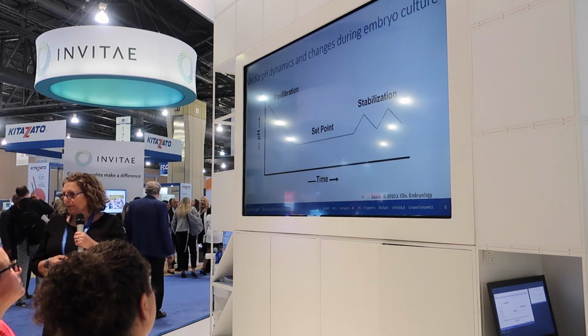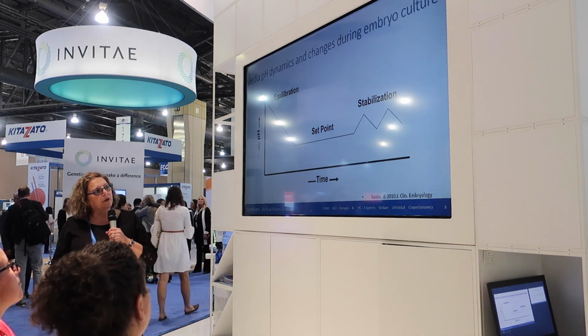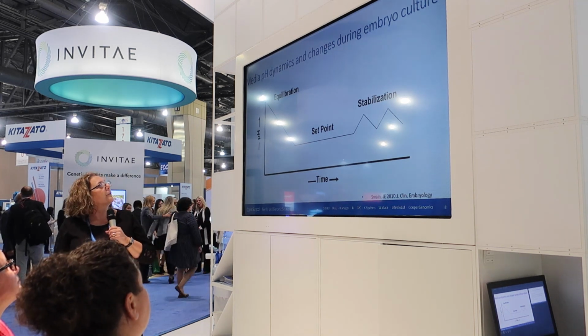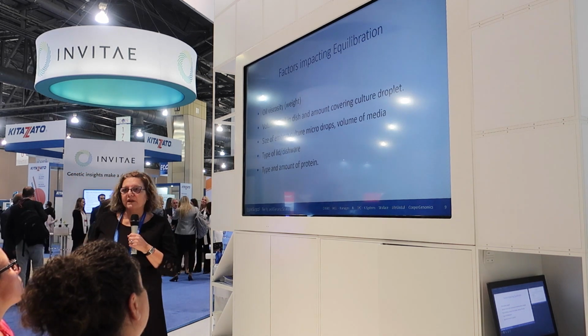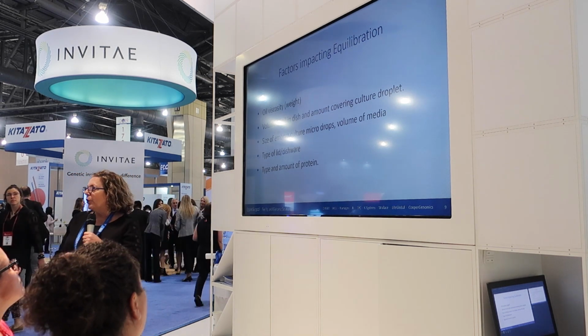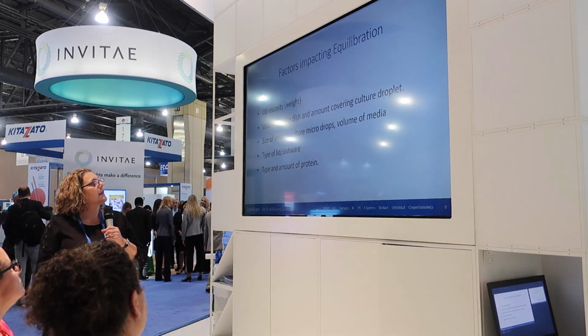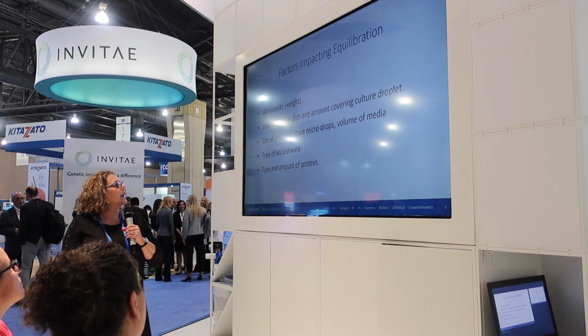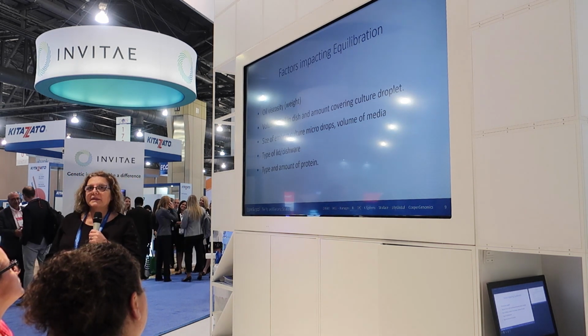So this is a paper from Jason Swain, and I would recommend that everybody take a quick look at it. It's very, very good. Factors that impact equilibration: your oil viscosity. If you're using a heavier oil, you want to make sure it equilibrates a little bit longer. Also the size of the drops, the type of lid or dishware that you use, and the amount and type of protein.